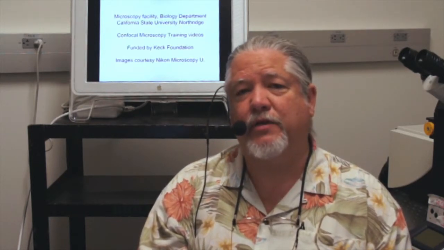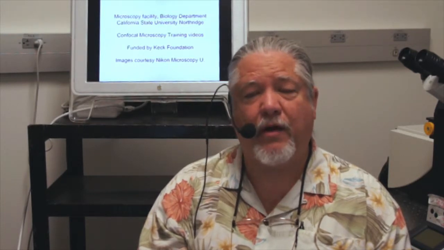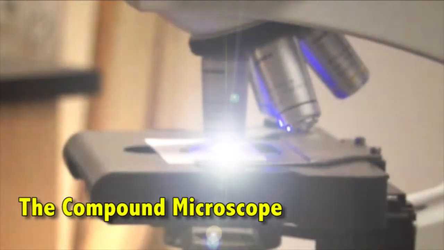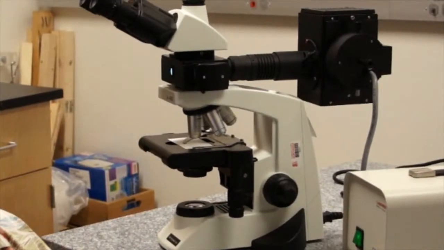Now, this is a very complex instrument. There's a lot of technical aspects to it, and so what we'd like to do is to begin with a standard compound microscope for fluorescence. We're going to go to another microscope to show you the basics of microscopy before we come back to the Leica SP5. We're going to begin our discussion of microscopical principles by using a standard compound microscope.